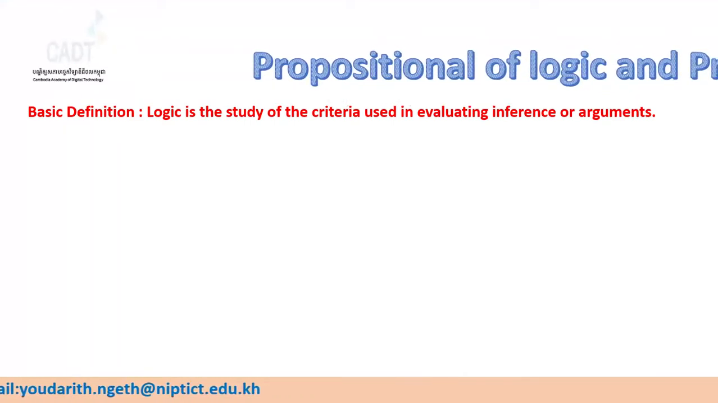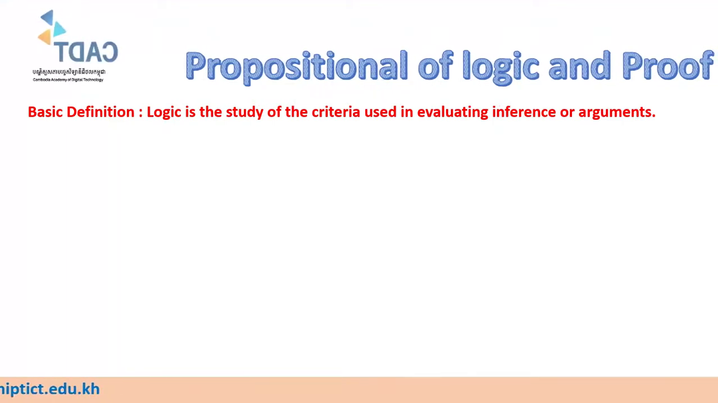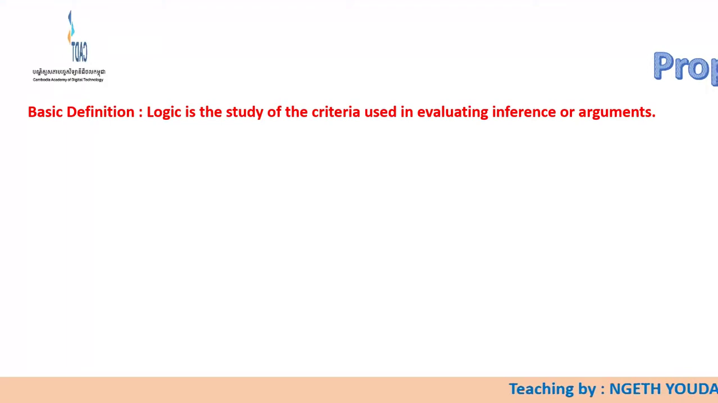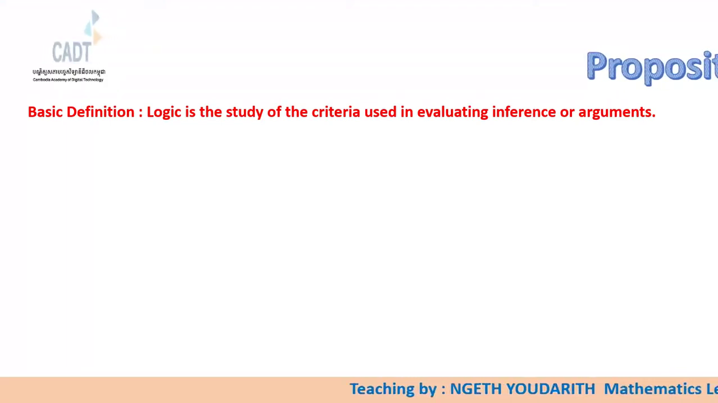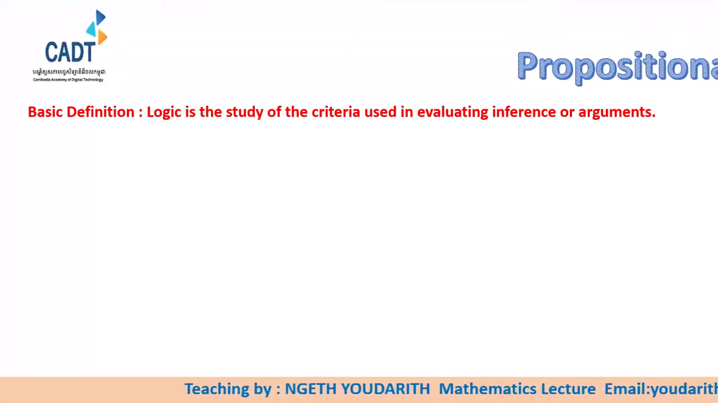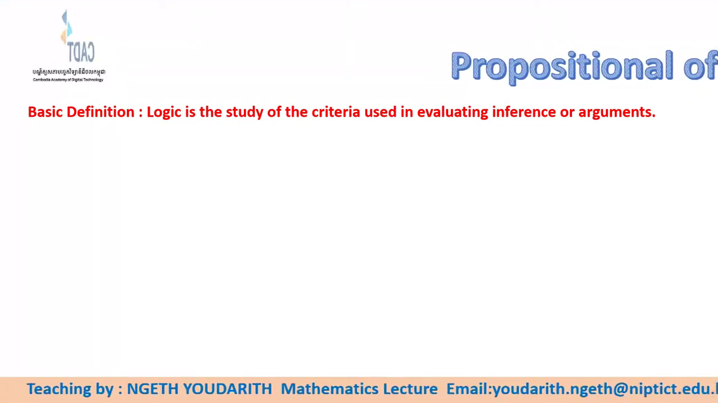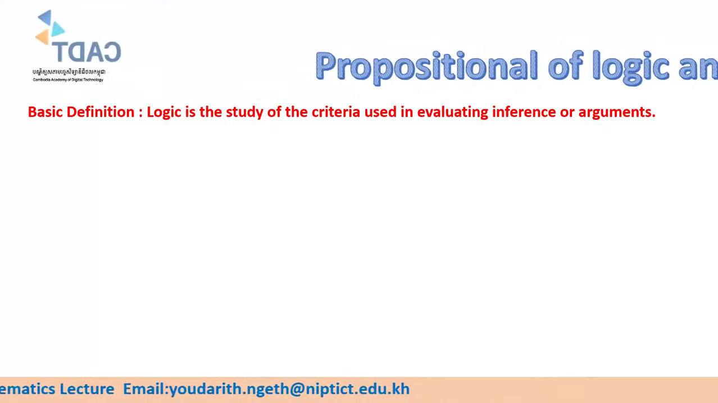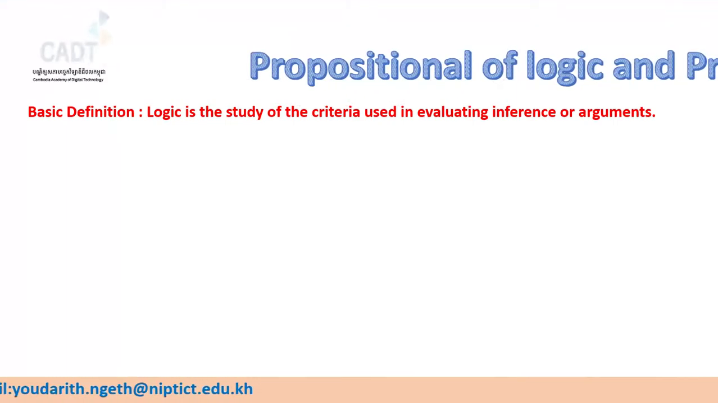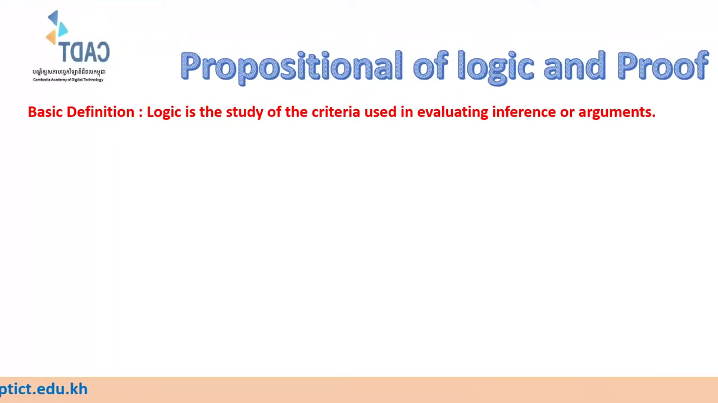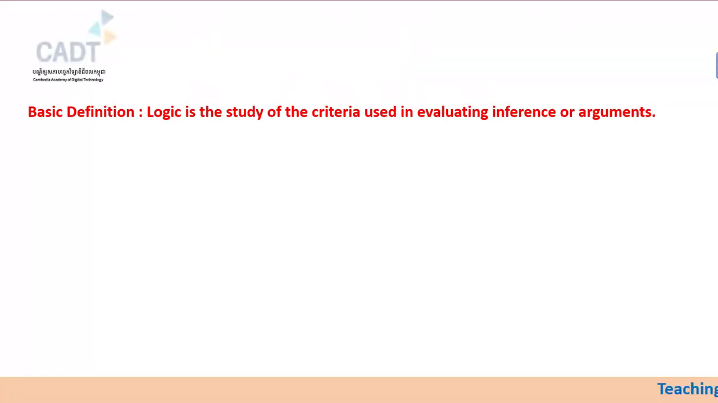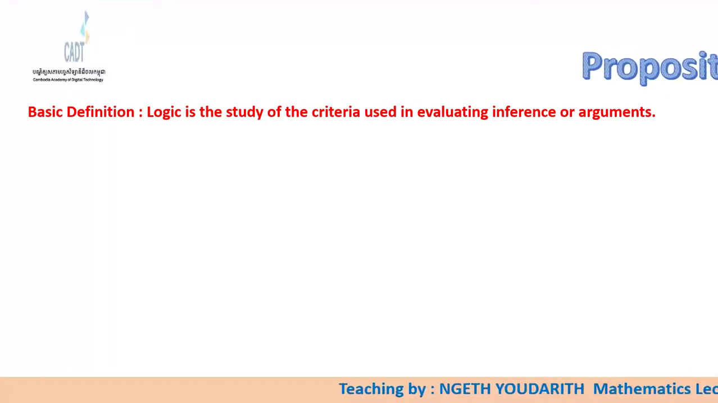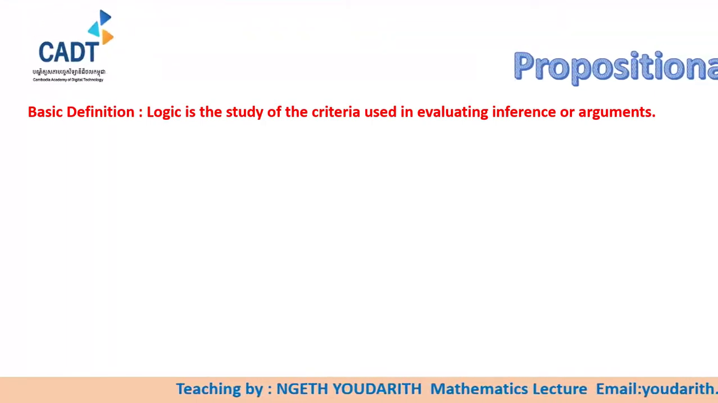So logic is the study of criteria used in evaluating inference or axiomatic. It means that in logic, we study what is true and what is false. Which one is true and which one is false in our life? This is the meaning of logic, the study of criteria used in evaluating inference or axiomatic.